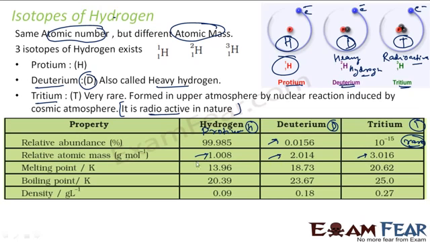The melting point also increases: 13.96 Kelvin, 18.7, and 20.62. The boiling point also increases because we have more neutrons. Density also increases because it is heavier. So going this way, the density, boiling point, and melting point increase. But the abundance is highest for protium on Earth. We're talking about the Earth, not the universe.